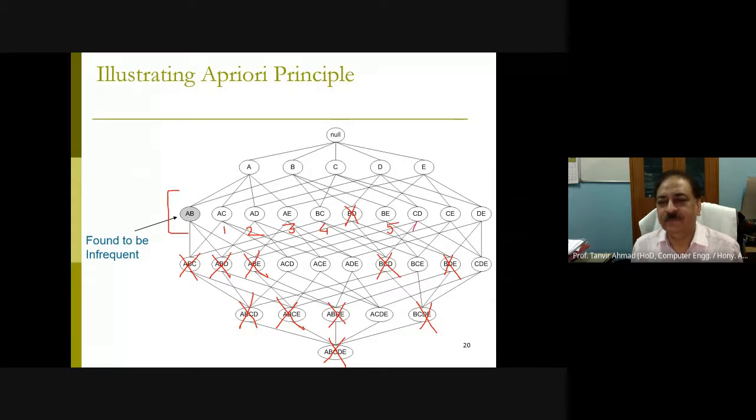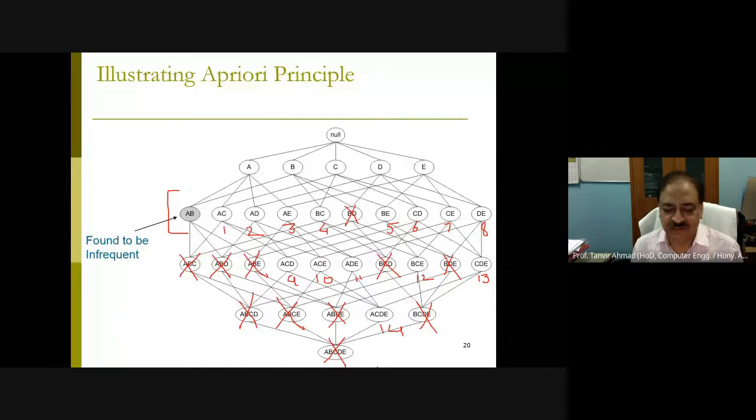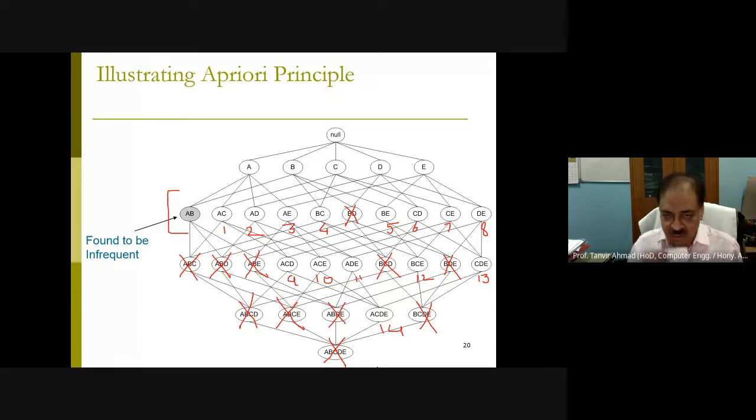Then 6. Then 7, 8. Then I will have this 9, 10. This 11. This 12. And this 13. And this 14. That means from 32 I got only 14 because I have used a pruning method. Got it?